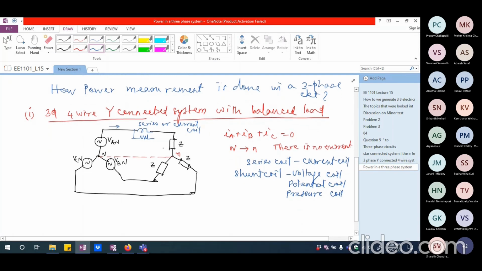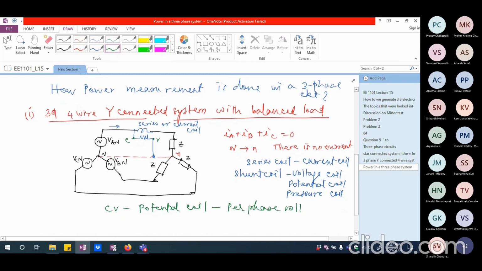So the shunt coil is shown as a high resistance because it will hardly carry any current that can be directly connected to the neutral point. So either neutral of the source or neutral of the load. Either side is fine. So I'm connecting it to the neutral. Now what comes here will be the per phase voltage. So in this particular case, the shunt coil, if I may call this C and this V, so CV is the potential coil and this is going to carry only per phase voltage.